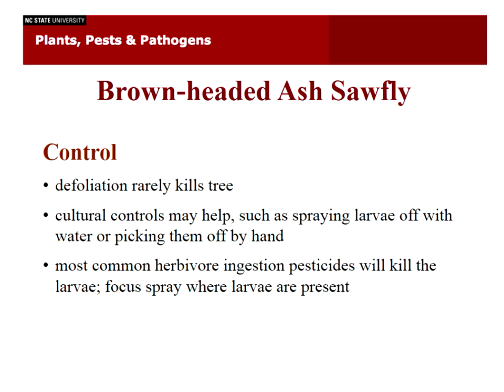Cultural control may help. They're not very strong larvae, so spraying them off with a hose, or if it's not a very large tree or you've got masses of them on lower limbs, you basically pick them off by hand. Now, other common herbivore-ingested pesticides will kill the larvae. These are ones that you typically use for caterpillars on trees. And you'll want to focus the spray where the larvae are present.